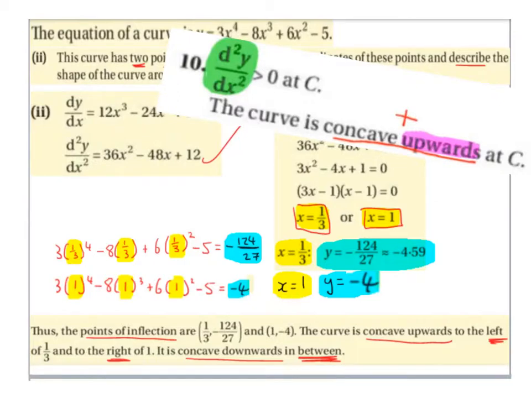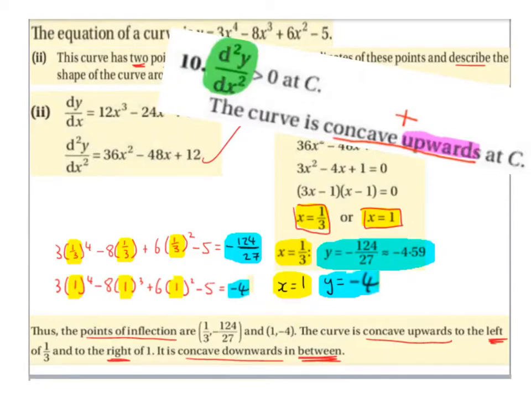So we know from previous videos that if the second derivative is greater than 0, so positive at C, whatever the point C is, then the curve is concave upwards at C. So if we take the x value of a third, an x value to the left of that would be 0. So if we were to substitute 0 into our second derivative, we'd have 36 times 0 squared minus 48 times 0 plus 12. So we'd have 12, which is positive.